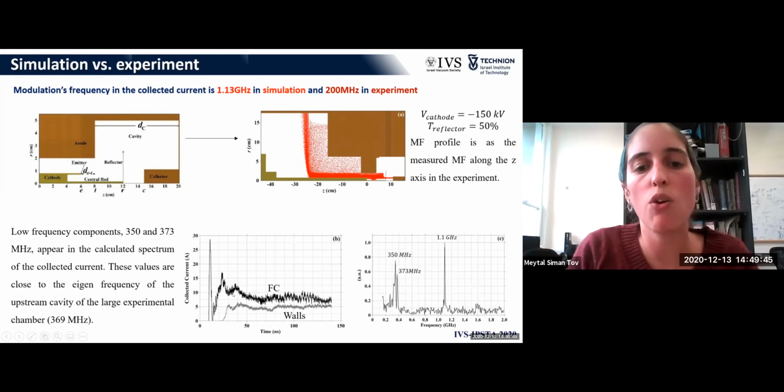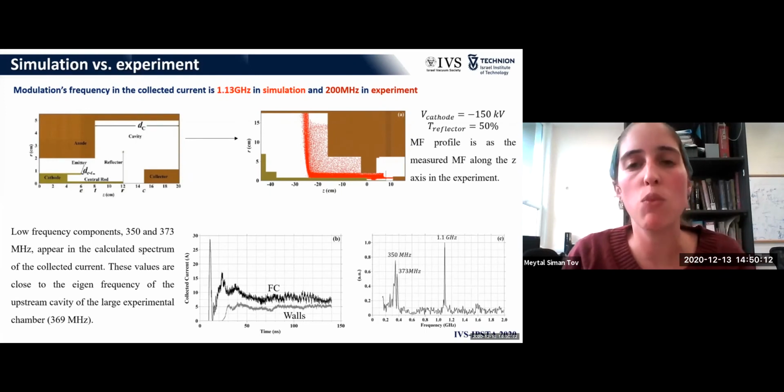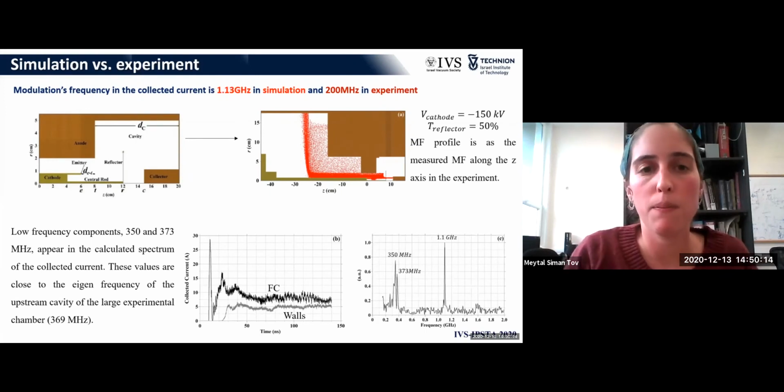You can see here the signal of the collected current. We get a modulation, but with smaller amplitude, and the spectrum of this signal gave us a dominant frequency of 1.9 gigahertz, and also two low component frequencies. Those components are very close in their values to the eigenfrequency of the upstream cavity of the large experimental chamber, this chamber. So adding those conditions decreases the discrepancy between simulation and experiment.